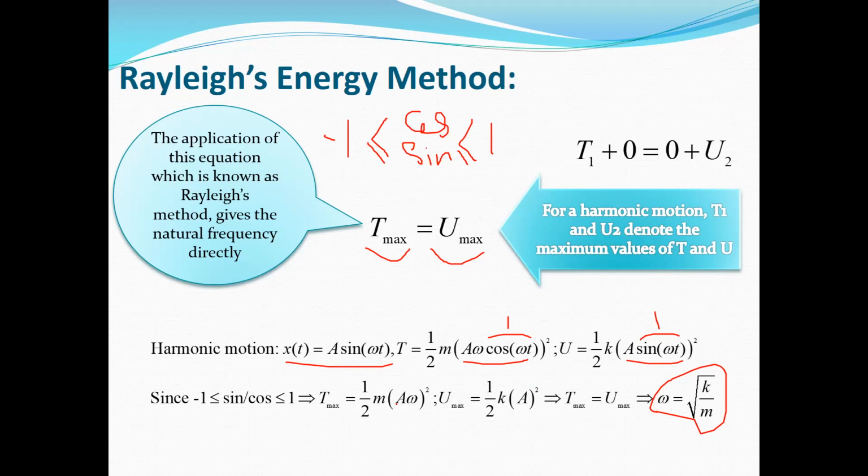So half m A squared omega squared is equal to half k A squared, and here you can simplify and extract that omega is equal to the square root of k divided by m. So this is another method to obtain the natural frequency of a system. We used one simple example of a spring-mass system to extract its natural frequency using Rayleigh's method.